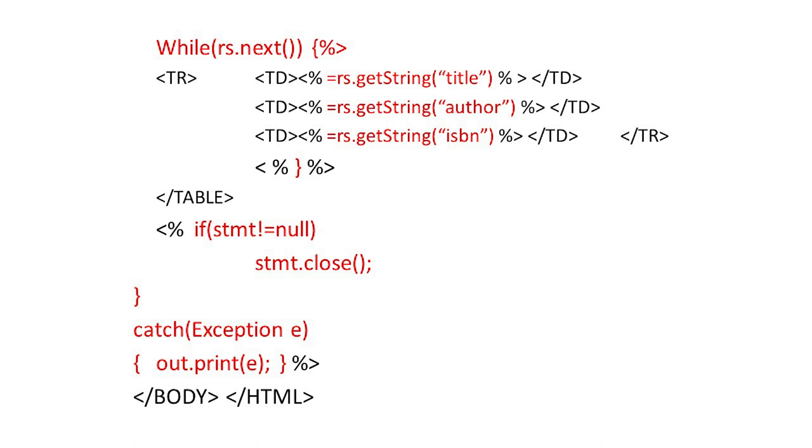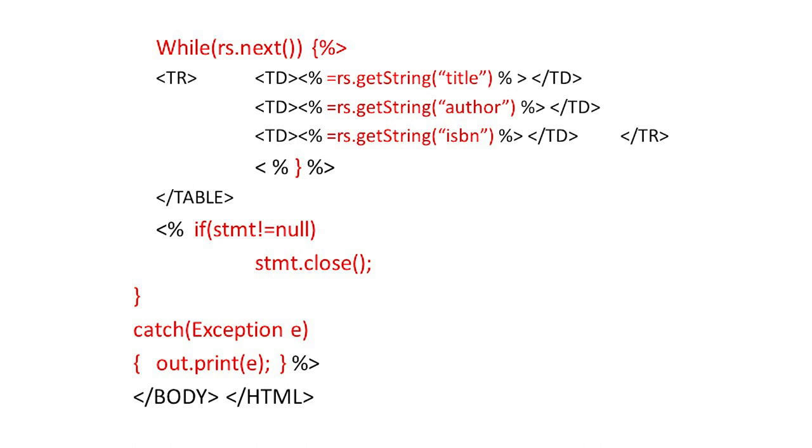So rs.getString title will be stored in the first table data, the first cell of the table, in the second row. The first row is the table heading with three headings: title, author and ISBN. In the second row we extract getString title, getString author and getString ISBN. These three values will be accessed and displayed in each cell of the table. So this is the table structure. This while loop is closed, the table row is closed, and the table will close.